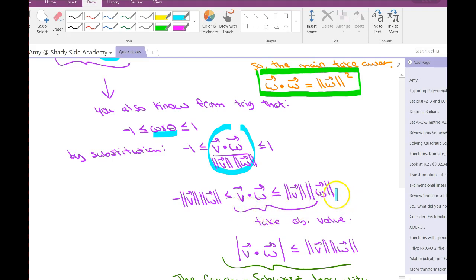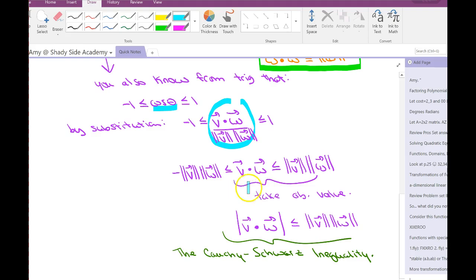Now, let's make sure we're okay with this. If I take the absolute value, this entity is always going to be positive. And then here's the absolute value of v dot w, and it's right here. What this tells you is that the absolute value, notice this is absolute value, not magnitude, okay? The absolute value of v dot w will always be less than or equal to the product of the two vectors' magnitudes. This is called the Cauchy-Schwarz inequality.